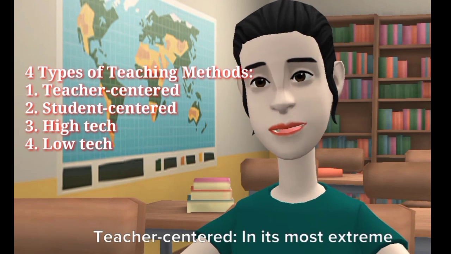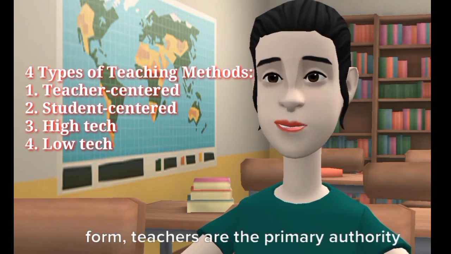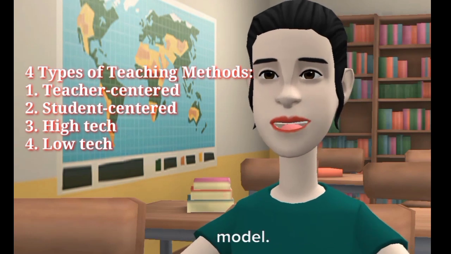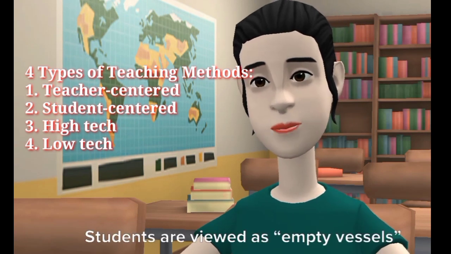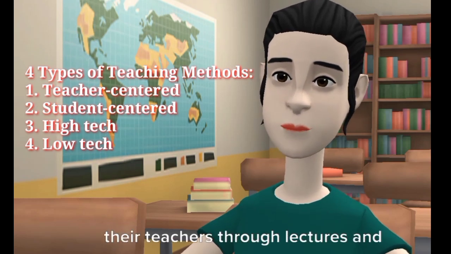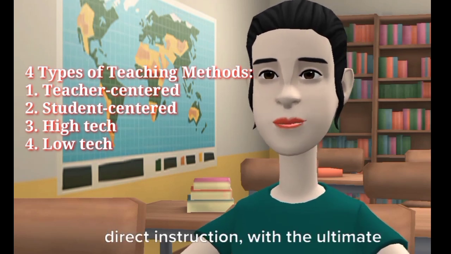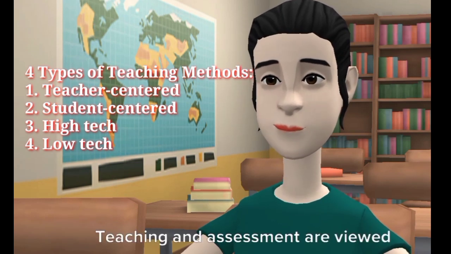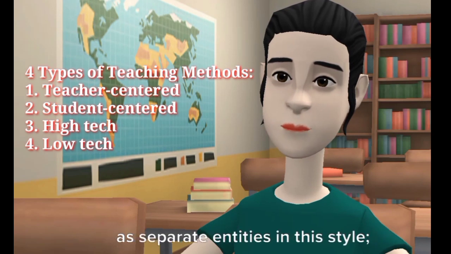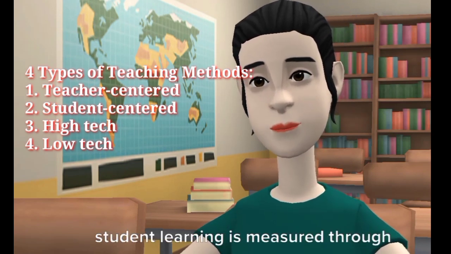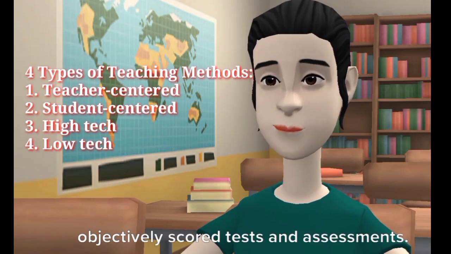1. Teacher-centered. In its most extreme form, teachers are the primary authority figures in a teacher-centered instruction model. Students are viewed as empty vessels, who passively receive knowledge from their teachers through lectures and direct instruction, with the ultimate goal of positive test and assessment results. Teaching and assessment are viewed as separate entities in this style. Student learning is measured through objectively scored tests and assessments.